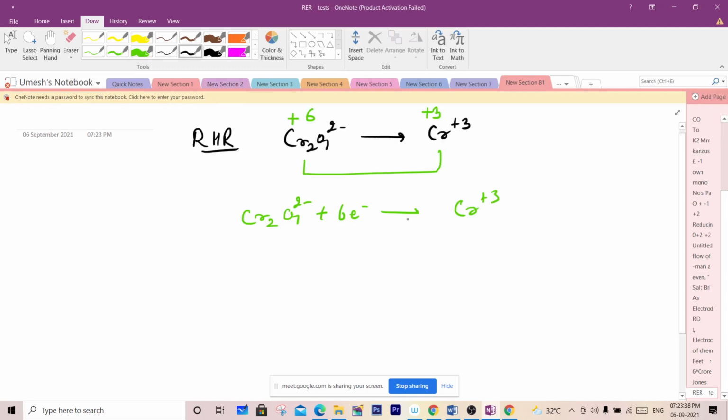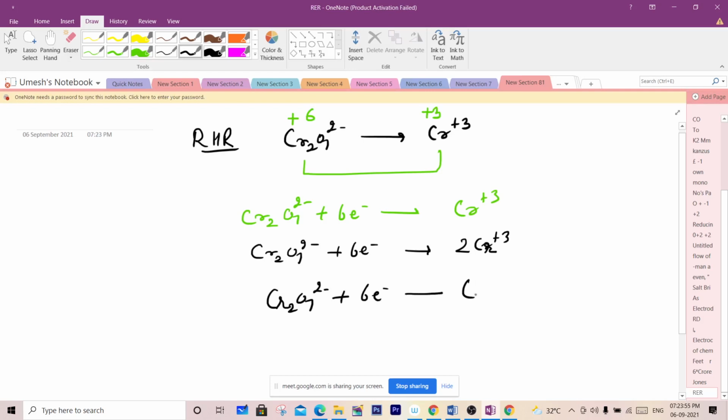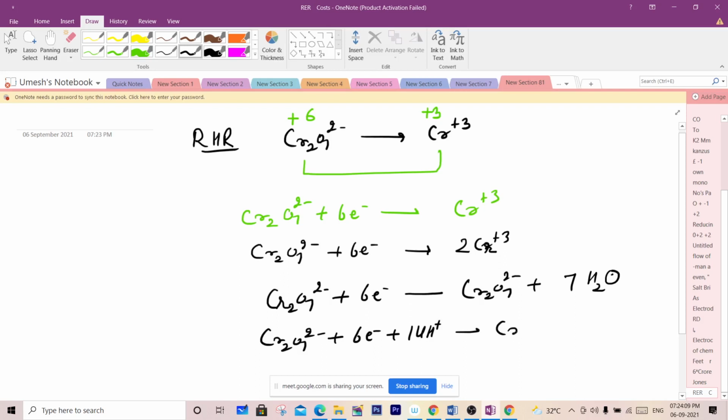Now you balance all other atoms except hydrogen and oxygen. Now you add water so that we can balance the oxygen. And now you balance the hydrogen by adding H+ ions. That is equal to the deficiency only.